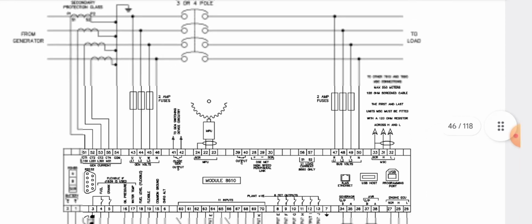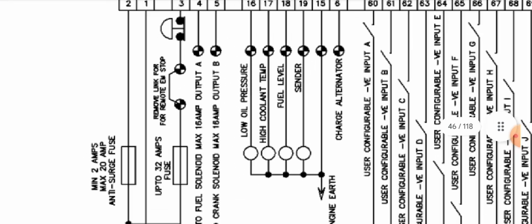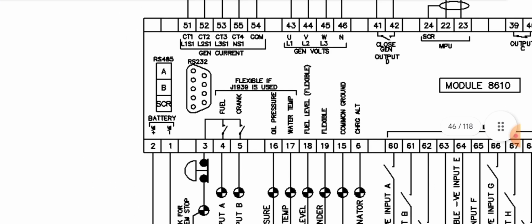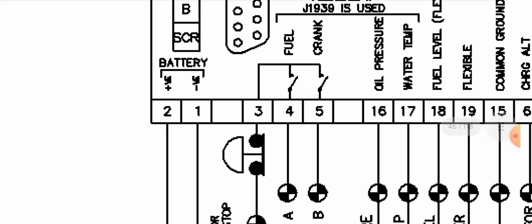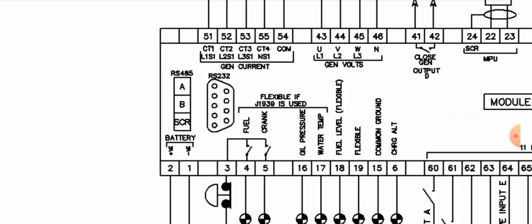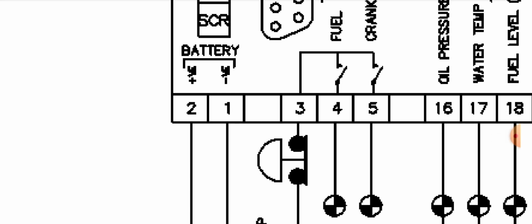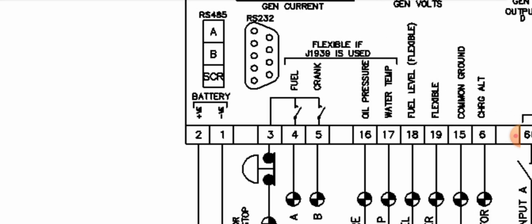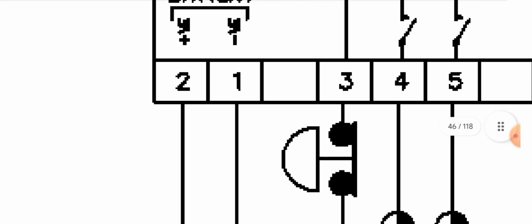So let's get started and explain the complete wiring diagram of the Deepsea 8610. As you can see, the back side of the Deepsea controller, pin number 2 and pin number 1, this is the battery negative and battery positive input supply for the controller to turn on. You need to take this supply from a 2 ampere fuse, and then take it out from a 5 ampere or 10 ampere circuit breaker and insert it, negative to negative and positive to positive. One is negative, 2 is positive.